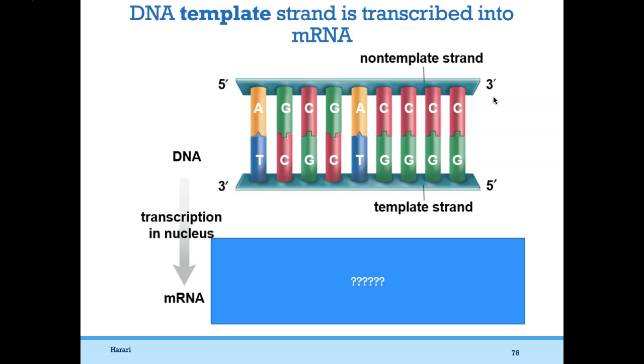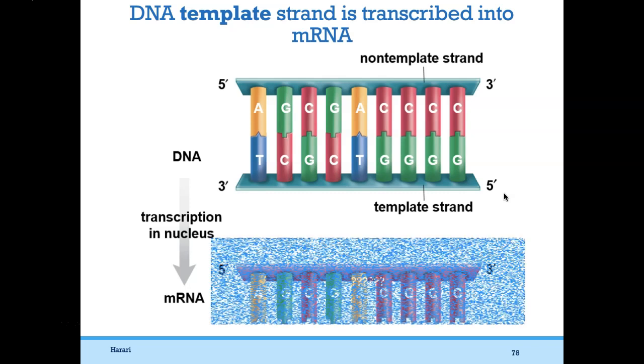So this is important. If you are shown a template sequence of DNA, 3', T, C, G, C, T, G, G, G, 5', what would transcription in the nucleus produce? So really take a second and tell me, in your notes, what would the sequence of mRNA be if this template strand were transcribed into mRNA? So pause here.